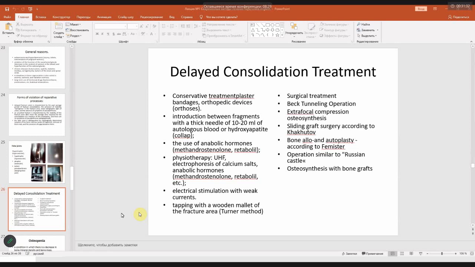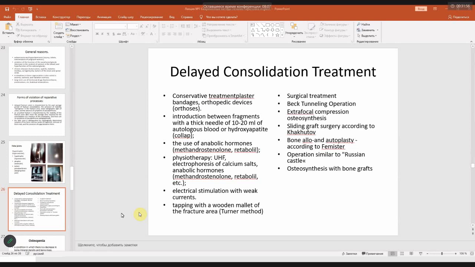Physiotherapy: electrophoresis of calcium salts, anabolic hormones, and so on. Electrical stimulation with weak currents. Turner methods, it's very old, now we don't use it.